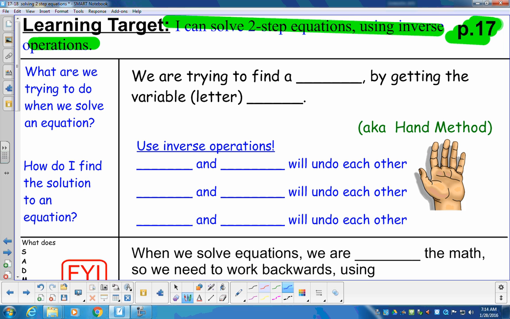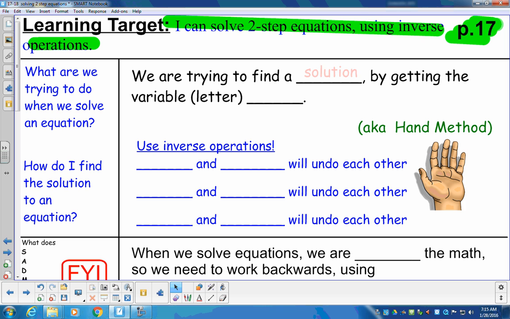Okay, so let's just think about what we're trying to do when we solve an equation. When we solve an equation, we say the hand method. We put this stop sign on the variable. What that really means is we're trying to find the value of the variable. So if we cover it with our hand and we were to unveil the answer, that's kind of our goal: what is underneath my hand? What number could I put in that stop?